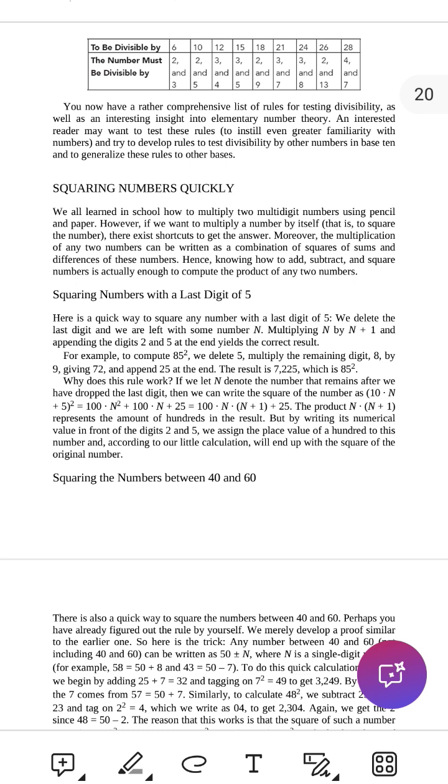Alright, let's break down this trick for squaring numbers ending in 5. I'll explain it as simply as possible so you'll understand each step, and then we'll look at why it works. Step-by-step guide, squaring numbers ending in 5.